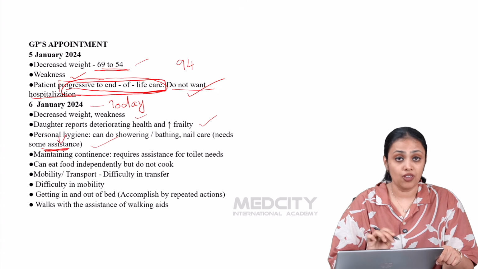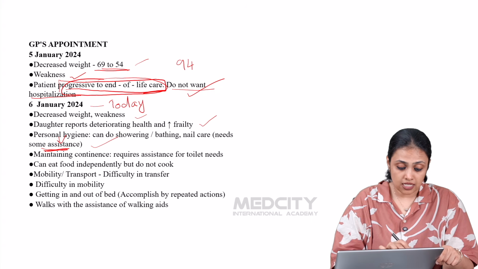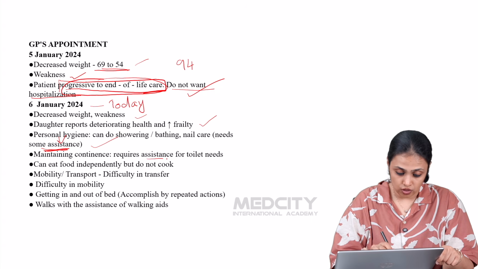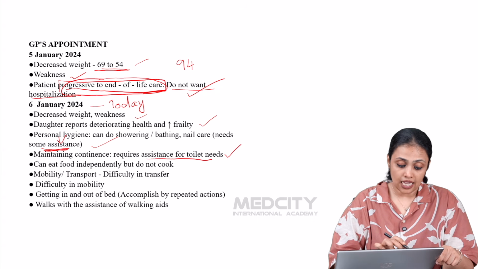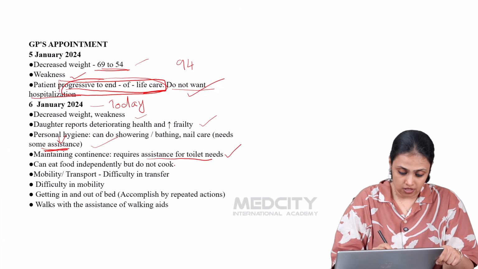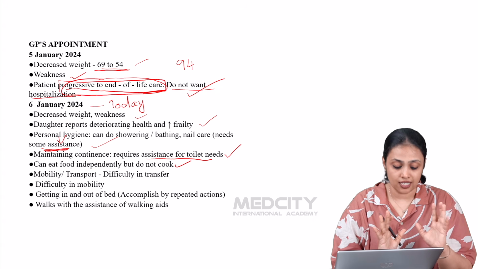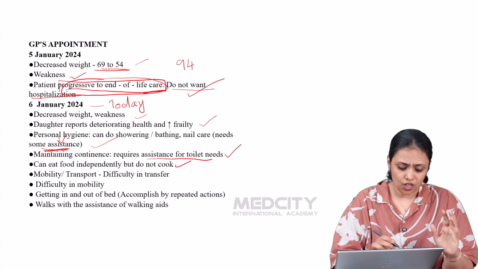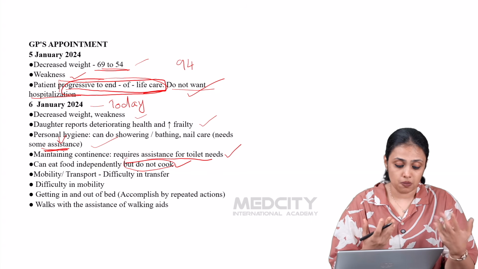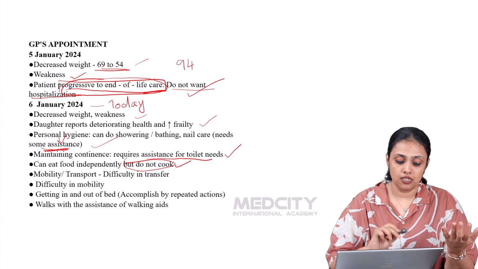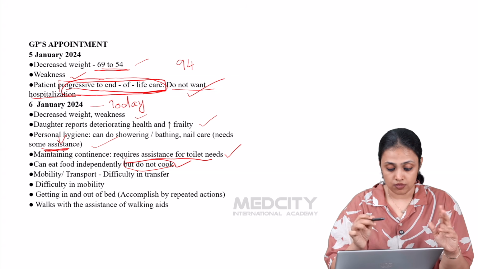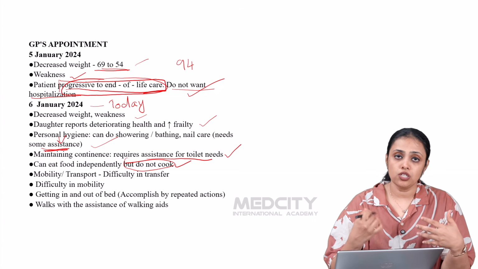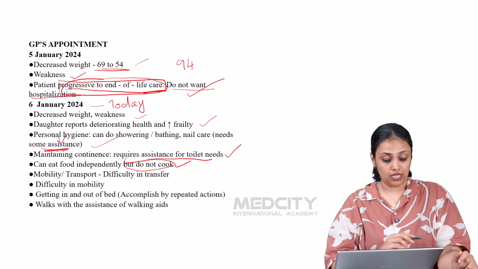Okay, we have to convey that to the reader, of course. Then maintaining continence, requires assistance for toilet needs. Again, this should be conveyed to the new team. Can eat food independently. Of course, this also should be. We have to tell the current situation of the patient. Cannot cook, you don't have to say that, but the patient is able to, despite this weakness and requirement of assistance for personal hygiene and toiletry needs, eat independently. That also you can convey.